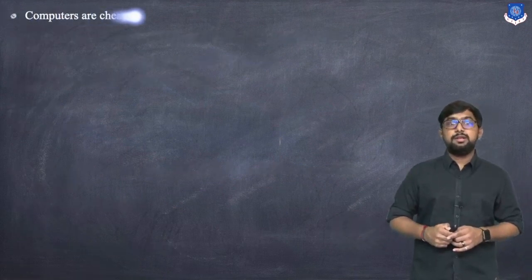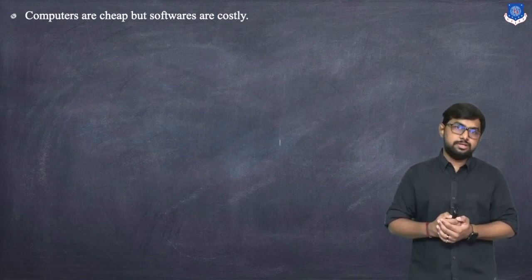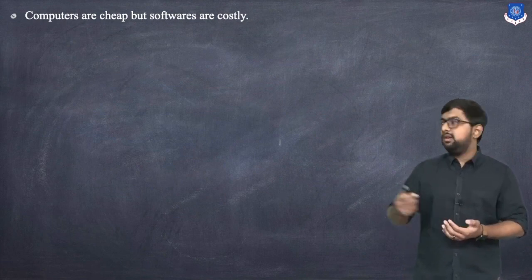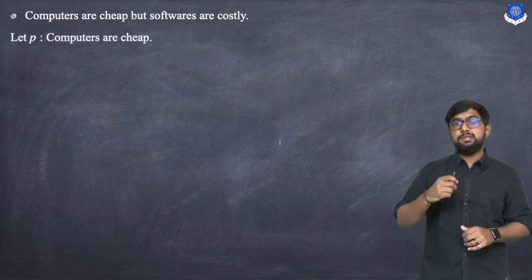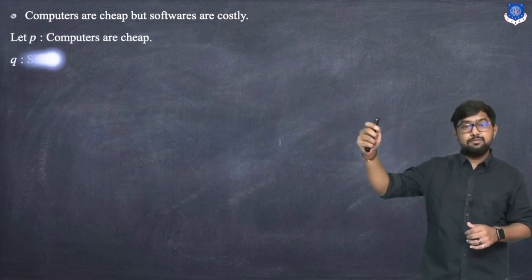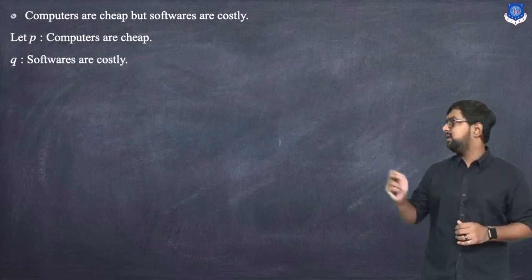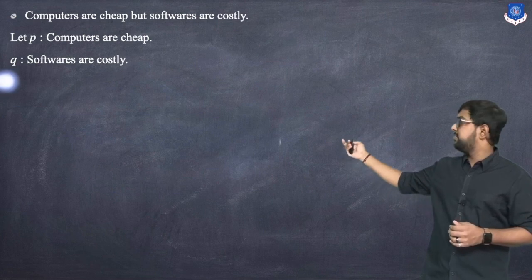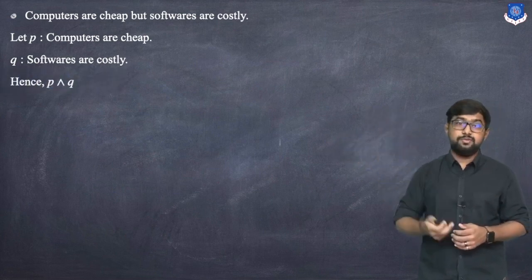So let us take the next example. Computers are cheap, but softwares are costly. Again, we will divide it into parts. The first statement will be computers are cheap, and the second will be softwares are costly. This is an easy one, but stands for and. So it is simply P and Q. Computers are cheap, but softwares are costly.